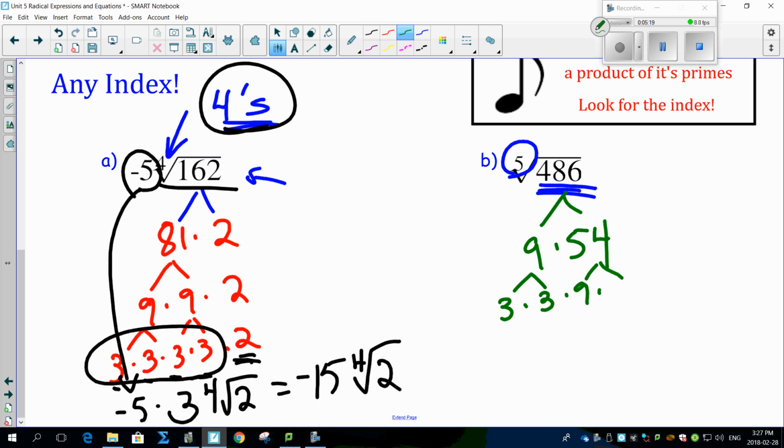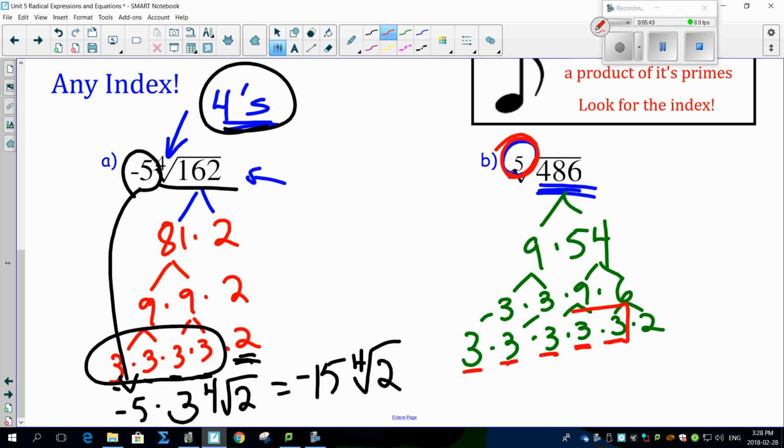54 breaks down to 9 times 6. So check, look what I got. I got 3 times 3 from this one, and 9 breaks down to 3 times 3, and I got 6 that breaks down to 3 times 2. There's your prime factorization, just like before. But now I'm looking for groups of 5. 1, 2, 3, 4, 5. I'm going to take all the 3s out. Look at that, because there's a group of 5 of them. There's my 3. Original radical index was 5th root, what's left? 2. And that's how you do these kind of questions.